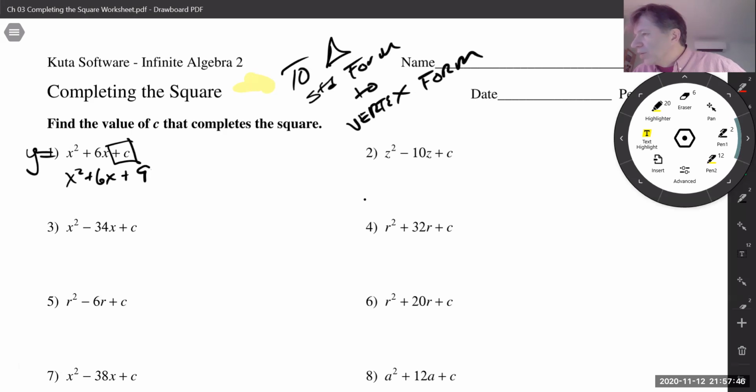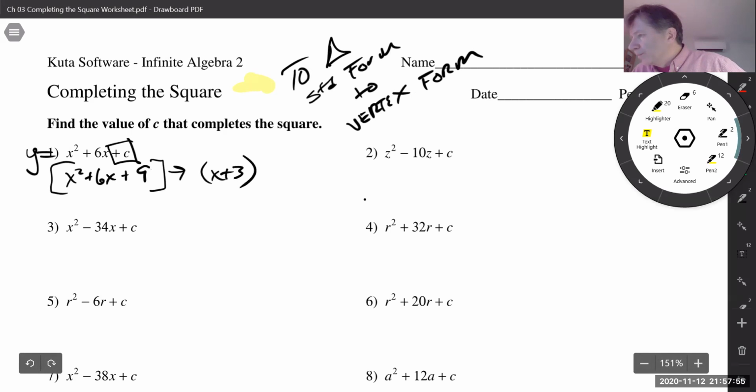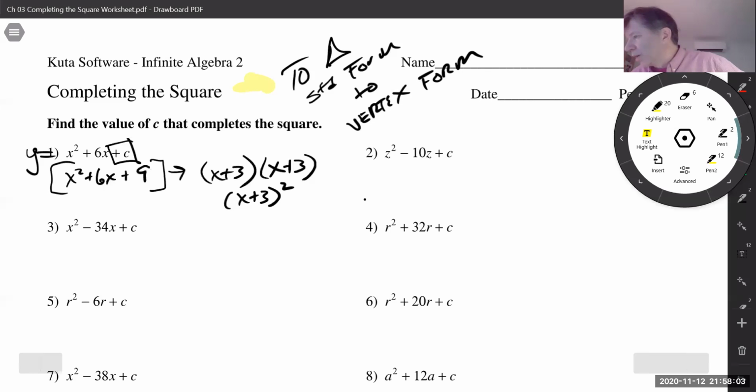And what that allows us to do is this is now a perfect square trinomial that can be factored into x plus 3 times x plus 3, which is the same thing as x plus 3 squared, which is why they call it a perfect square trinomial. And that is the basis for completing the square.